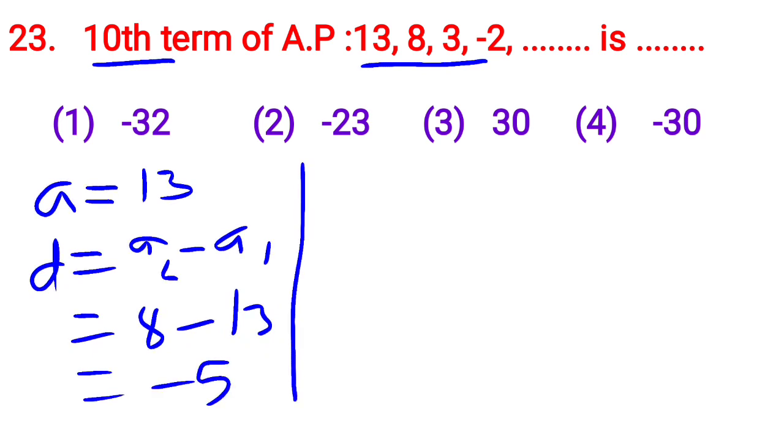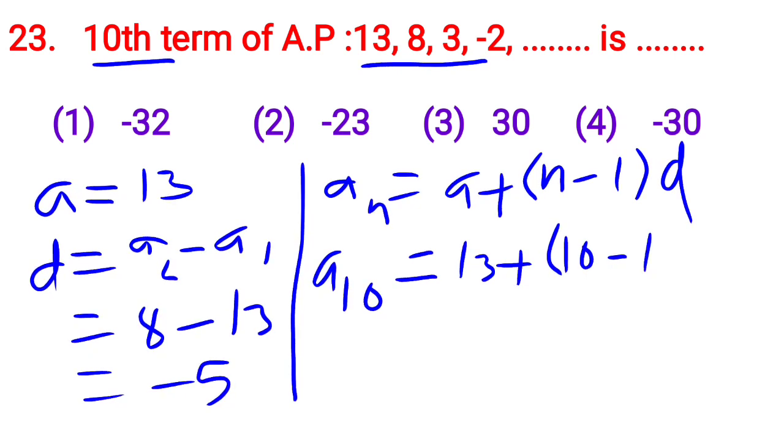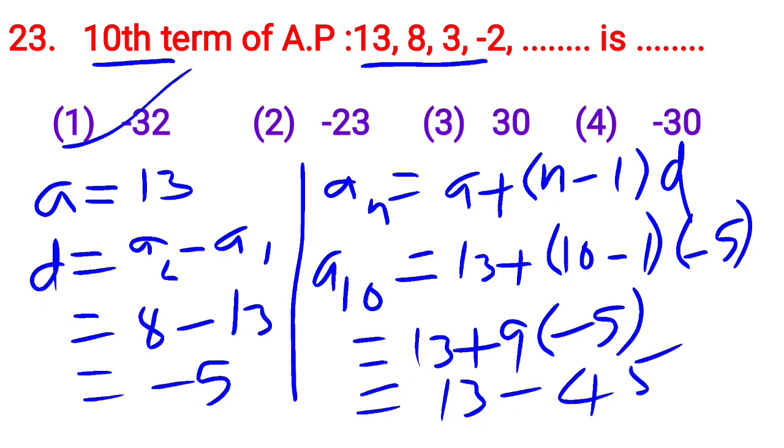To find any term in the AP, we have a formula: an equals a plus n minus 1 into d. Let's substitute the values. We need the 10th term, so n value 10, a value 13, plus 10 minus 1 into d value minus 5. So it equals 13 plus 10 minus 1, 9, into minus 5. So 13, 9 5s are 45. So 13 minus 45 is minus 32. So option 1 is correct.